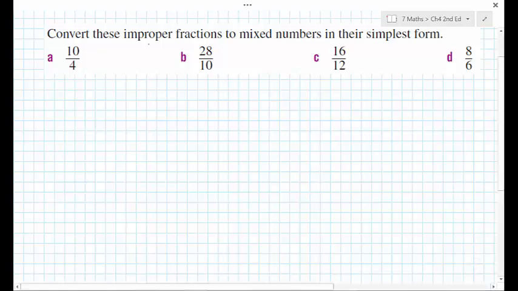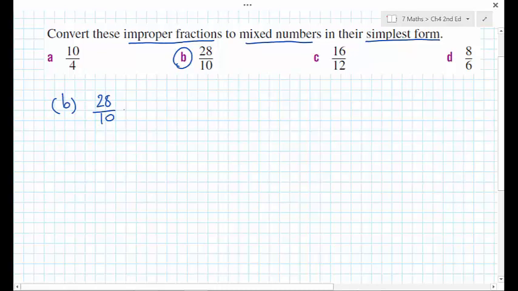Okay, so let's have a look at converting these improper fractions to mixed numbers in their simplest form. So in terms of this, let's look at B. Okay, so it's 28 out of 10. Okay, so there's two ways I can go about this. I'll show you both methods.